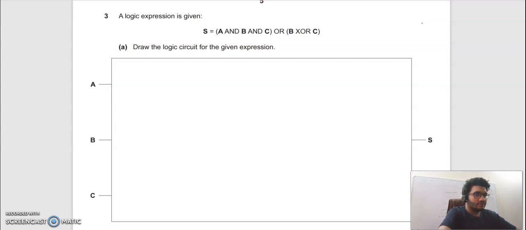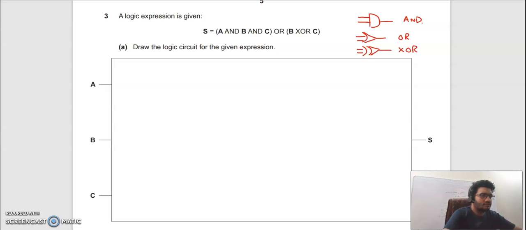Of course, the first thing you'll need to know is the gates. You need to know what an AND gate is, what an OR gate is, what an XOR gate is. Very quickly, I'm going to draw it on the side. So, this is an AND gate. I'm not the best at drawings, but hopefully it'll do. So this is an AND gate, this is an OR gate, and this is an XOR gate. Okay, now let's go on and solve this one by one.